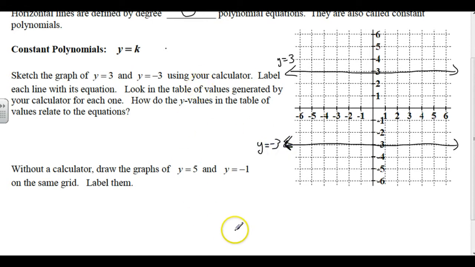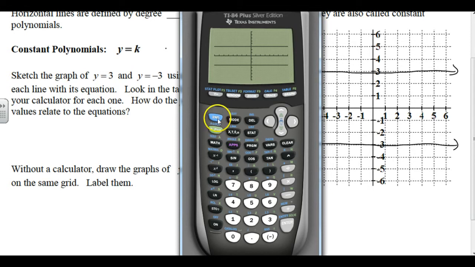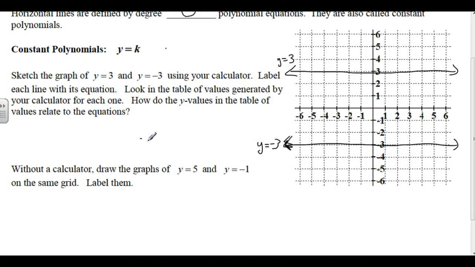Look at the table of values generated by the calculator. Okay, so we go second function graph, which takes us to the table. You'll notice that all the values are 3 or negative 3. For y1, they're all 3. For y2, they're all negative 3. How do the y values in the table of values relate to the equations? Well, they're the same. They are all 3 or all negative 3.